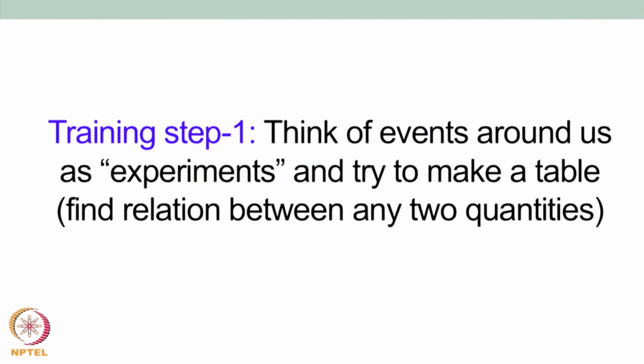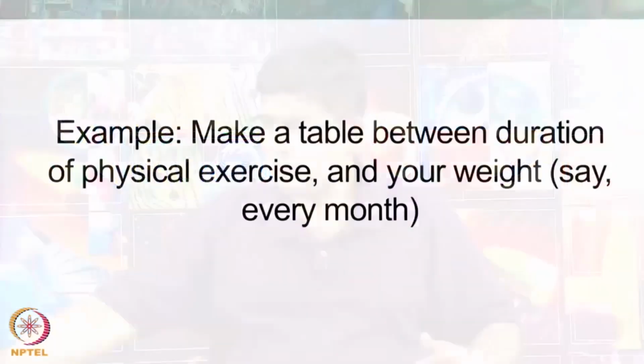So, what is the first step? In the training, the first step is to think of events around us as experiments and try to make a table first and find a relation between two quantities. I will explain what this means, and it will become clear. So, let us take some examples of things around us.